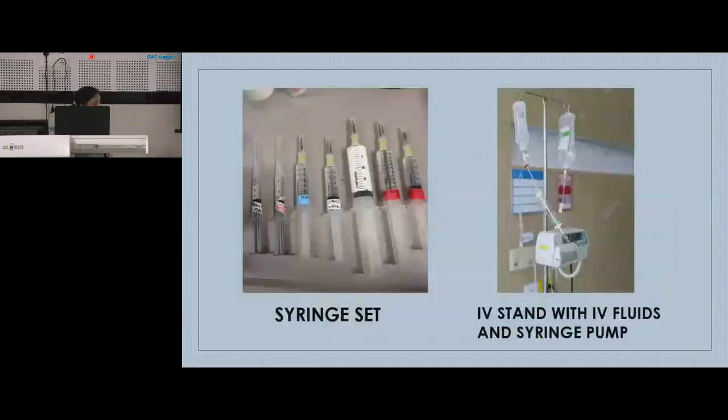All emergency drugs should be available, but the drugs which are required for giving GA should be prepared and labeled properly. IV fluids should be available, and if you are expecting blood loss, then blood should be arranged. In case of major blood loss surgery, you should have a syringe pump with vasopressors.